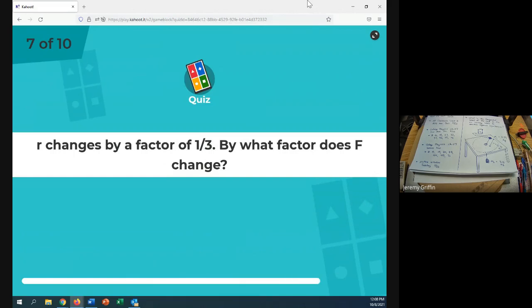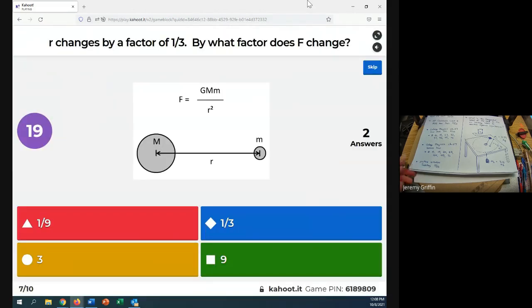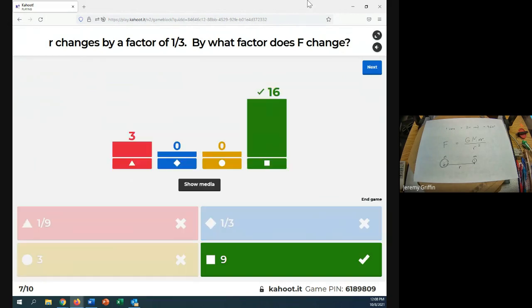What if you cut the distance into 1/3? Yeah, 9 times. 9 times the force. 1 over 1/3 squared. That's 1 over 1/9. That's 9 times.